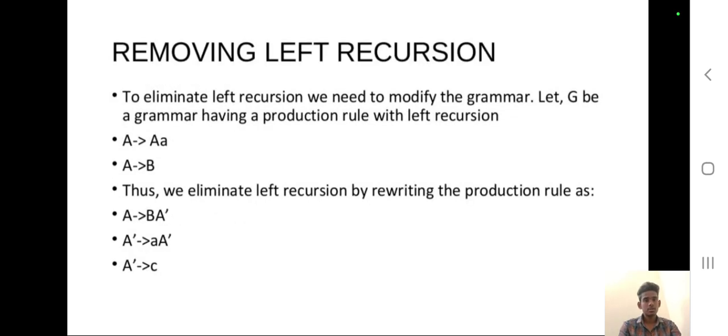Removing left recursion. To eliminate left recursion, we need to modify the grammar. Let G be a grammar having a production rule with left recursion, A to Aα and A to β. Thus, we eliminate left recursion by rewriting the production rule as A to βA dash and A dash to αA dash and A dash to epsilon.